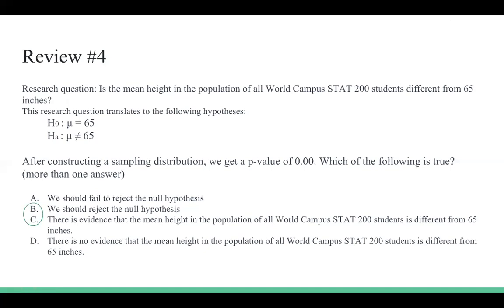And then C and D here are just concluding statements that take the decision one step further and put it in terms of the question. So since we reject our null hypothesis and we say that our data is statistically significant, there is evidence that the mean height in the population of STAT 200 students is different from 65 inches, since that's what the data says.